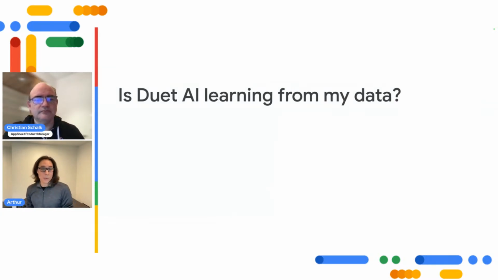Related to that, a similar question that we get is: is Duet AI learning from my data, from the data that you're providing? And just in general, no. Duet AI is essentially an AI model behind that needs to be trained, but it is not trained using the data that you're providing when you're using it through AppSheet. Okay, just plain and simple. If that were to change, I'm sure you'd be hearing about it.